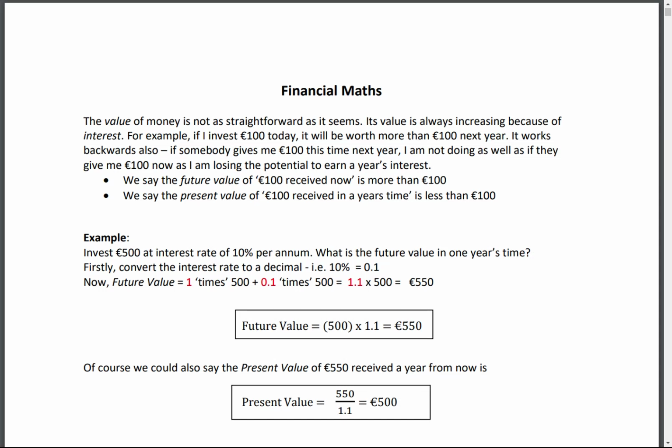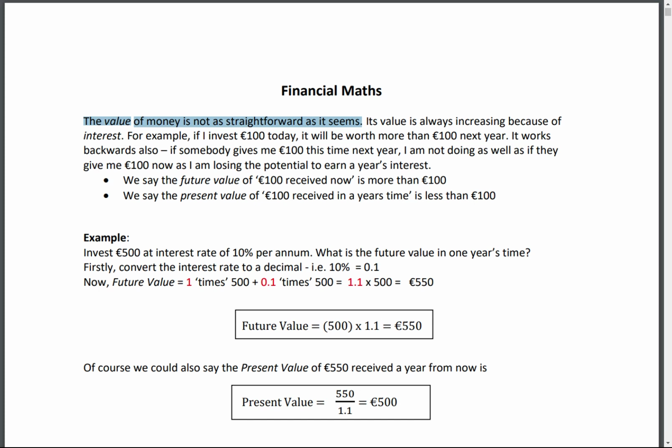This is an introduction to financial maths, and the key starting point for financial maths is to realise that the value of money is not as straightforward as it seems. What I mean by that is, for example, if I've got €100 right now and I invest it, well, because of interest, it's worth more in a year's time. So that 100 grows in value. And vice versa. What it's worth in a year's time, if I bring it back to the past, it's worth only 100 again. It decreases in value from its future value.